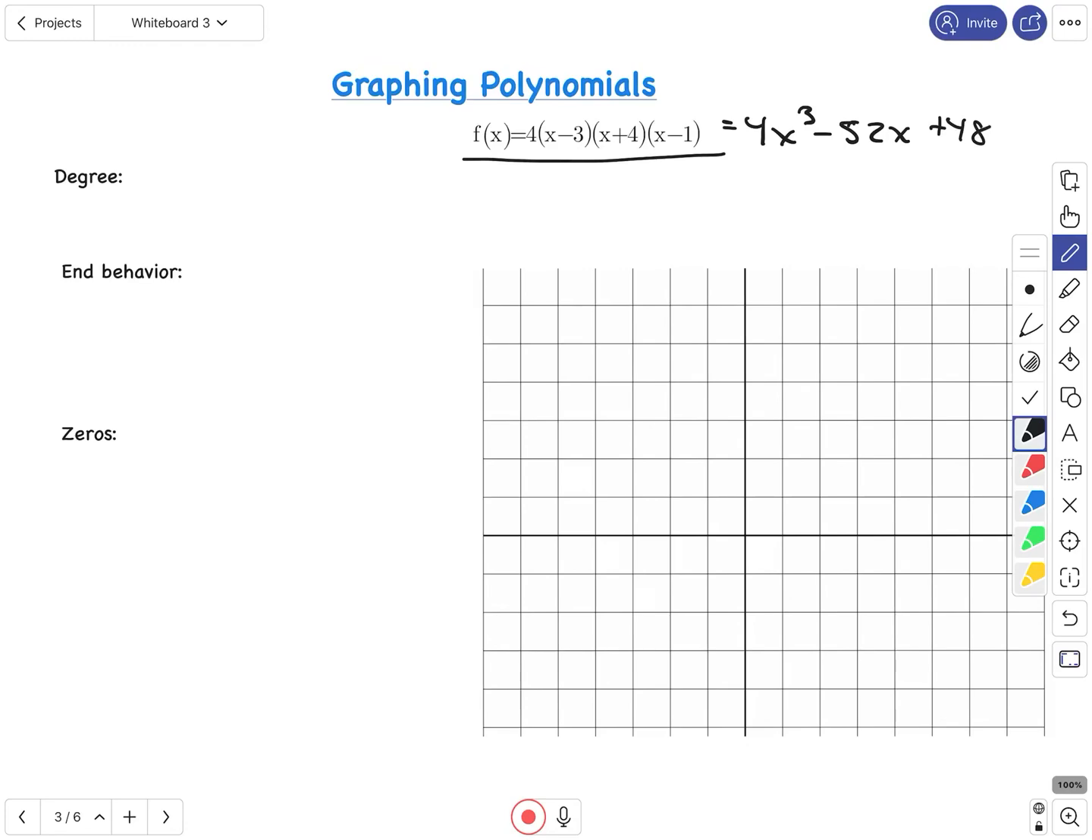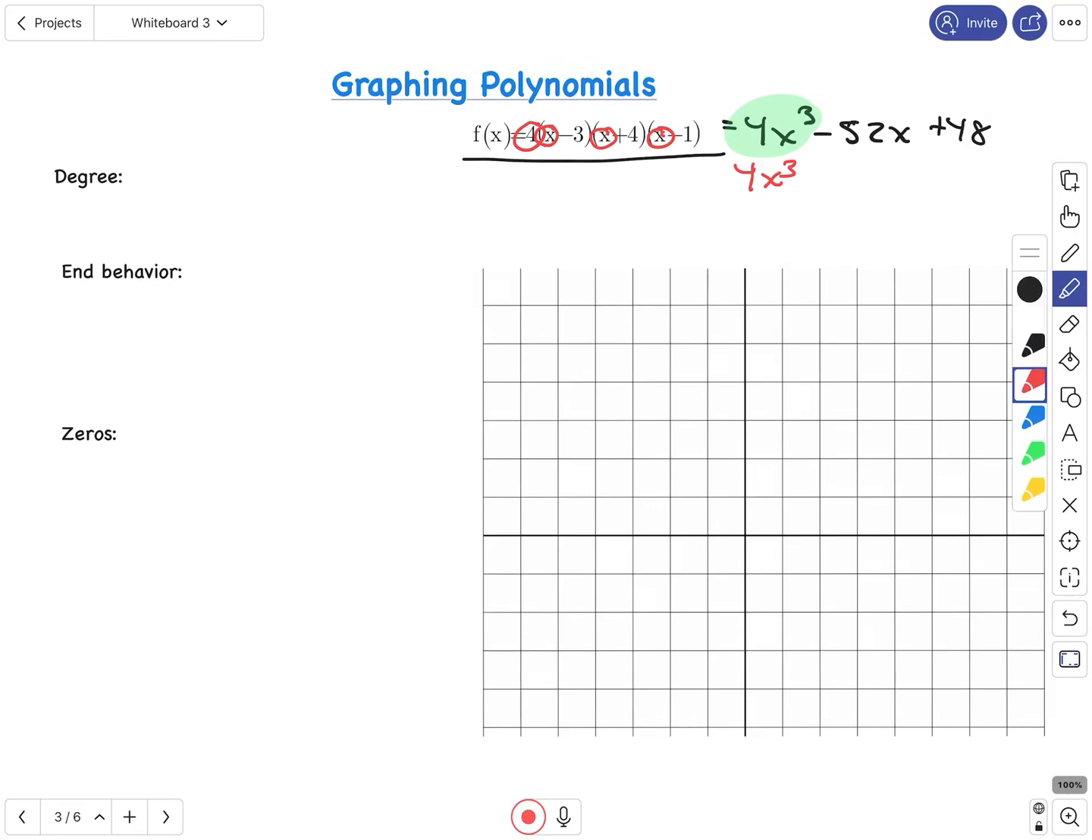Not very enjoyable, and it doesn't give us a whole lot of information about that. Besides, all we're really interested in, if we were to multiply that all out, is the power function, the first term right there. So generally, when you're multiplying these out to find the power function, you just want to do the first term in each one of them. 4 times x times x times x. In other words, 4x cubed.